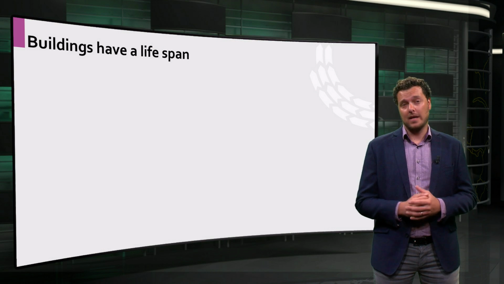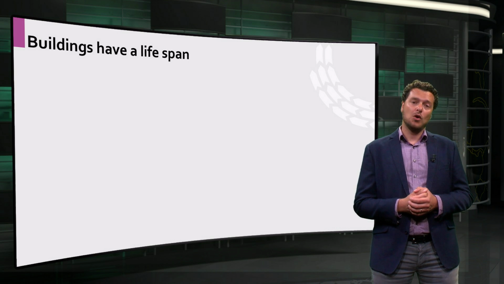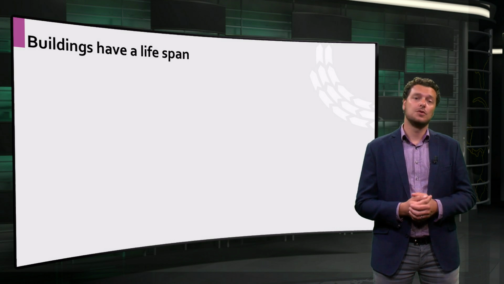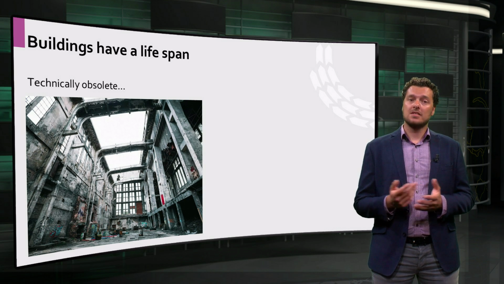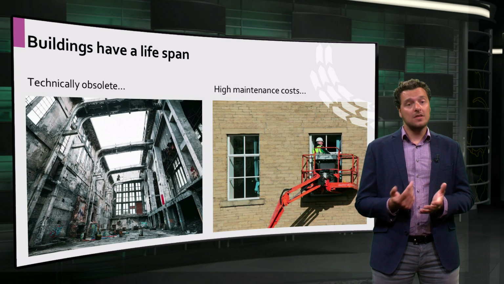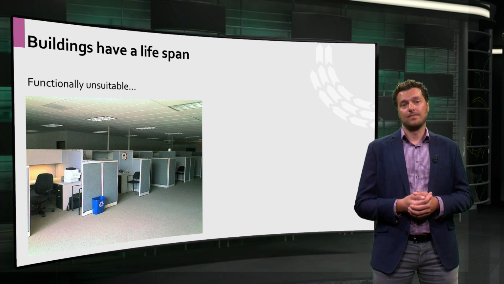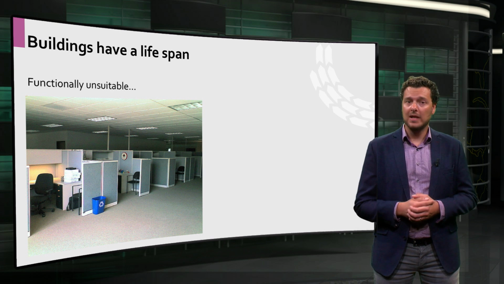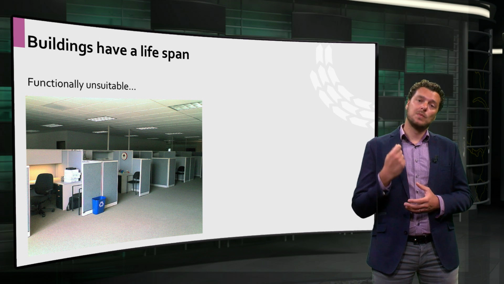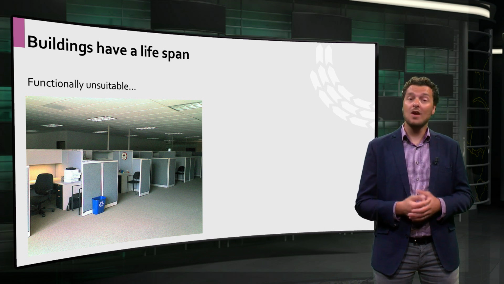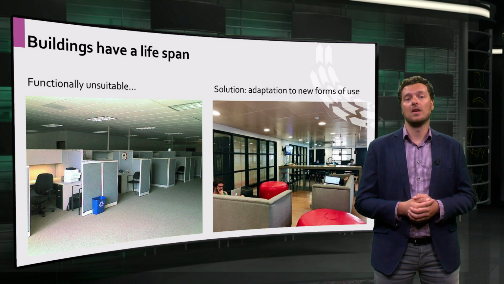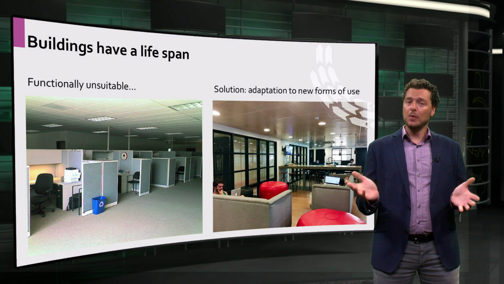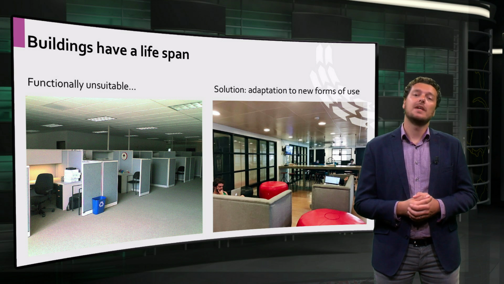All buildings have a lifespan. At a certain point in its lifetime, a building in its current state is not fit for use anymore. Buildings can become technically obsolete, maintenance costs can skyrocket, and buildings can become functionally unsuitable for current uses. In many cases, there are possibilities to adapt it and make existing buildings fit for new use. For instance, a solution could be to adapt the interior to new forms of use, so we don't always need to demolish buildings right away. To put it in another way, building lifespans can be extended.